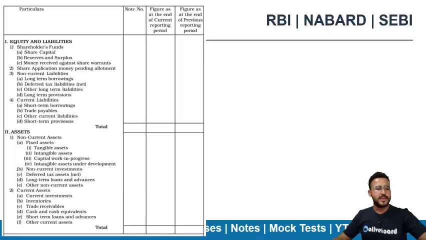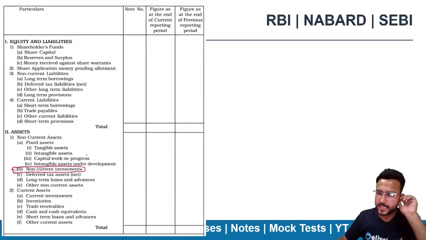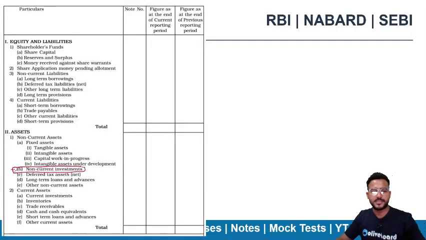Okay. Next, similarly, we have non-current investments. Let's suppose I have an investment in Reliance Industries shares, or I have invested in a company. So I will clearly state it in the non-current investments.